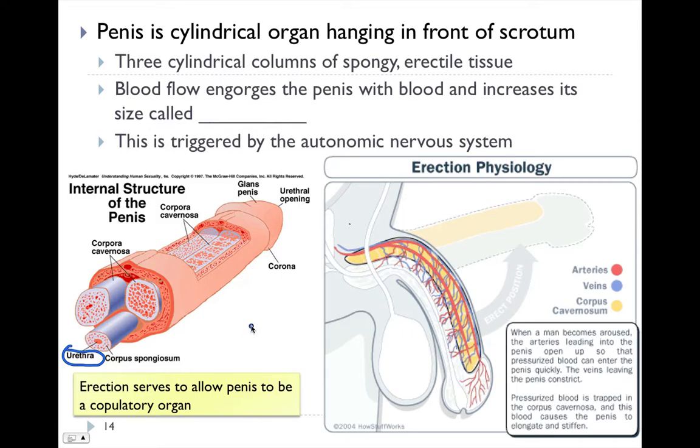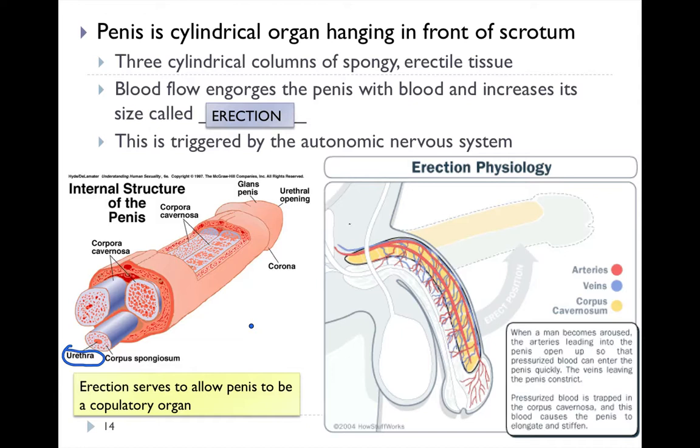So, upon sexual stimulation, blood flow will engorge the penis with blood and increase its size, and of course, that's called an erection. And an erection is triggered by the autonomic nervous system. Most of the time, it's the parasympathetic division of the autonomic system, the rest and digest system, as we explained before.